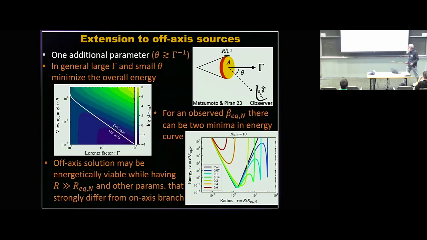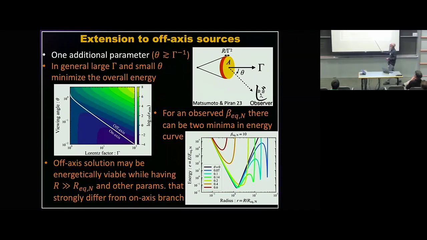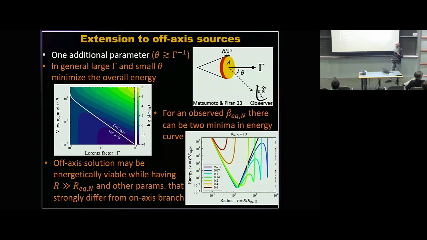So then the extension to the off-axis case is what Tatsuya and Zvi have done in their work, and this adds another free parameter, basically the viewing angle relative to the emitting material. Generally speaking, you now have this bigger parameter space for given observations that you're trying to infer. If you go to higher Lorentz factor and if you go to lower theta, that tends to decrease the energy. So that's good if you're trying to minimize energy.